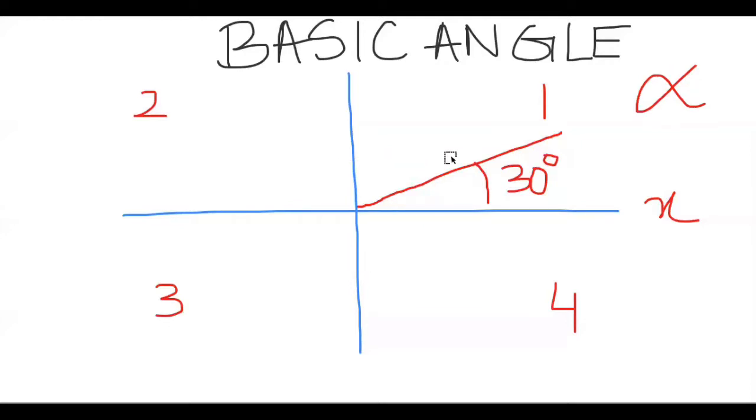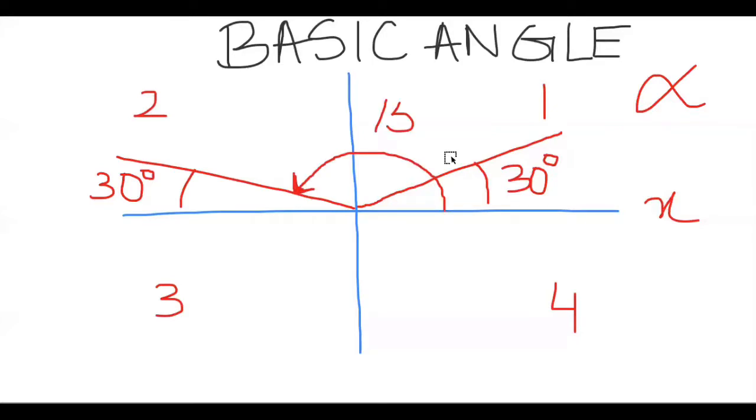But if we are asked to draw the basic angle in the second quadrant as we drew over here, then our alpha will be 30. However, our theta will be this whole angle starting from the 0 till this line of alpha. So our angle basically will be 180 minus 30, which will be 150 degrees.